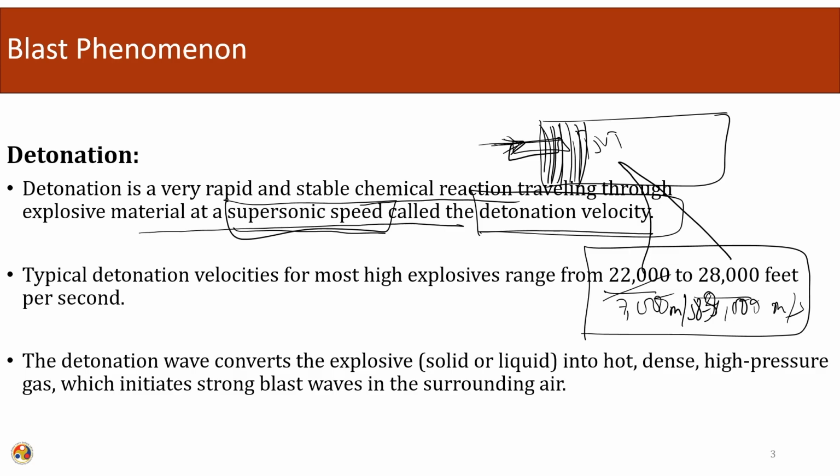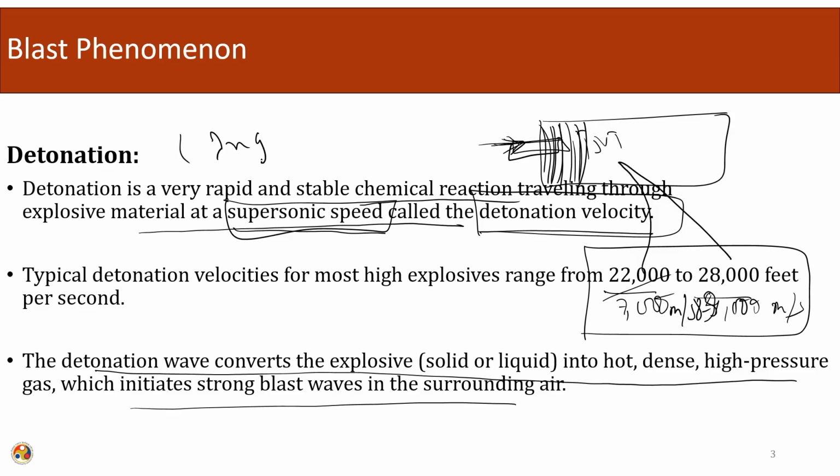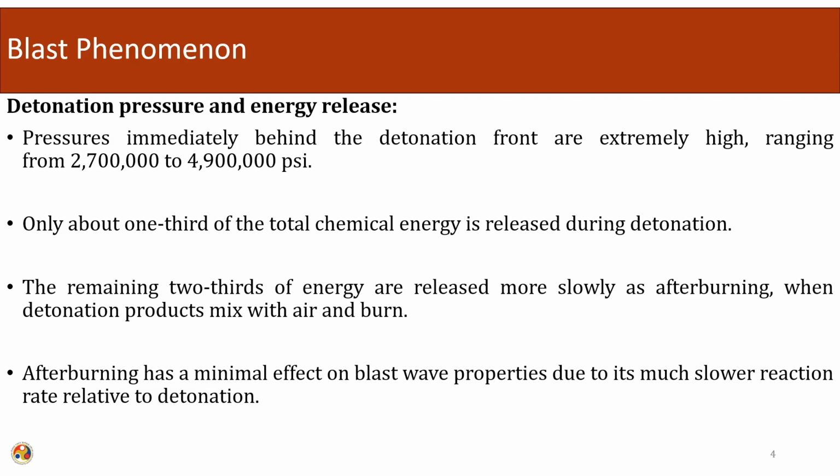So, what does the detonation wave do? The detonation wave converts the explosive solid or liquid into hot, dense, high pressure gas, which initiates strong blast waves in the surrounding air. It is basically an igniter, you can call it an igniter also. So, this is the simplest explanation of a detonation.